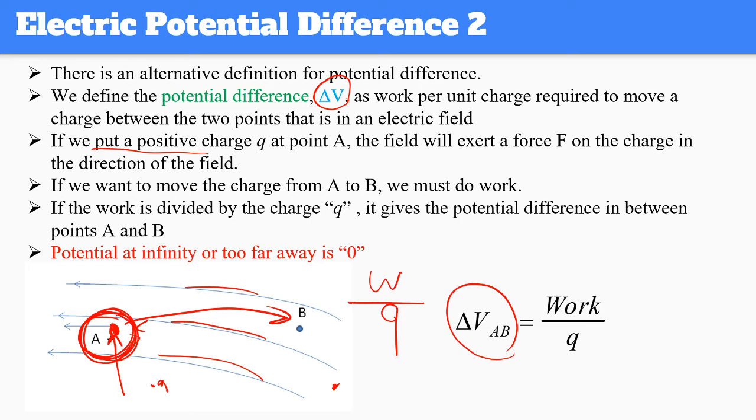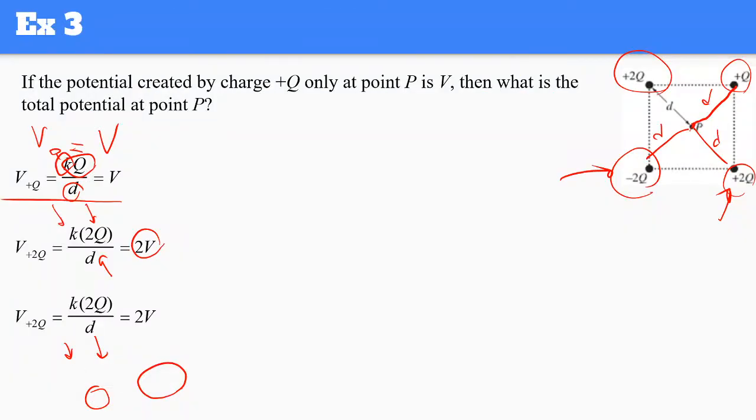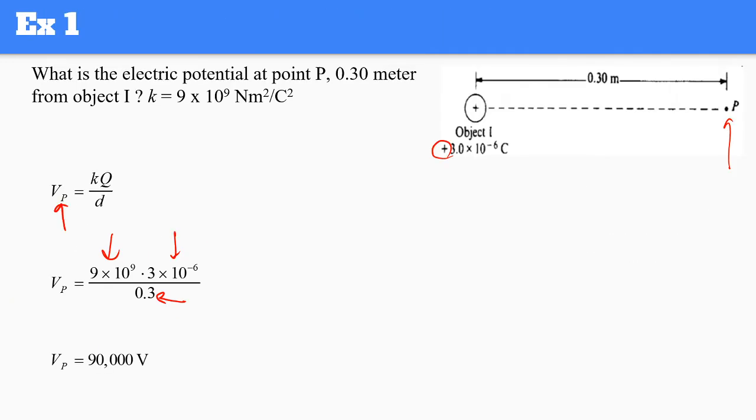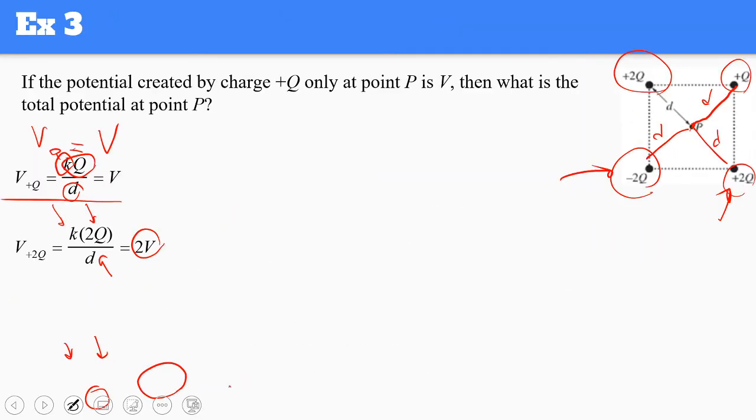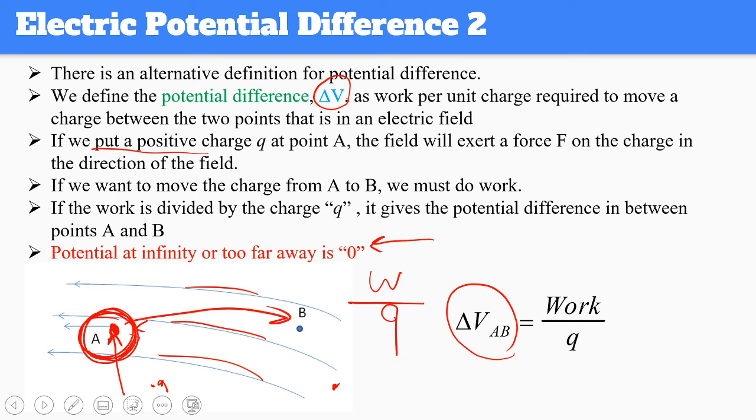And another important note, the potential at infinity or too far away is going to be considered as 0, because remember, we have potential as kq over distance. So as you go farther and farther away, you're going to have less and less potential. So that's why as you go farther and farther away, to infinity, you're going to have 0 potential at infinity.